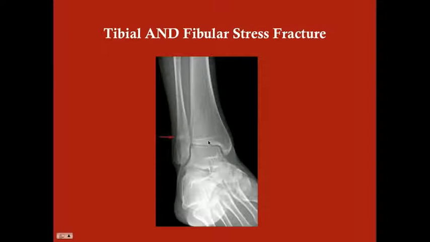And then here, this one's a good one because you see that this is a stress fracture of both the tibia and the fibula. So you have your fracture here and here. And you also have a stress fracture here and here. So you've got a calcaneal stress fracture as well. Okay.